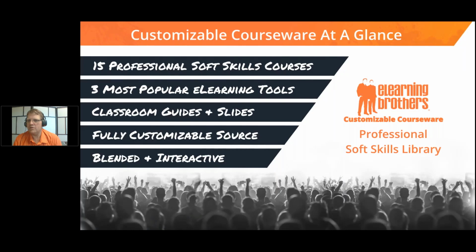So here's customizable courseware at a glance. Right now there are 15 professional soft skills courses that are all developed using the big three e-learning tools. They're developed using Storyline, Lectora, and Captivate. And like Andrew mentioned at the beginning, we've done one of these sessions on Lectora, and we will do another one next month on Captivate. So if you do happen to use multiple tools, you can get the same information across them all.